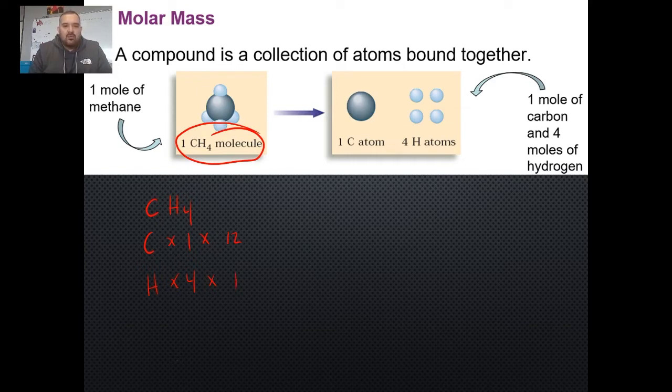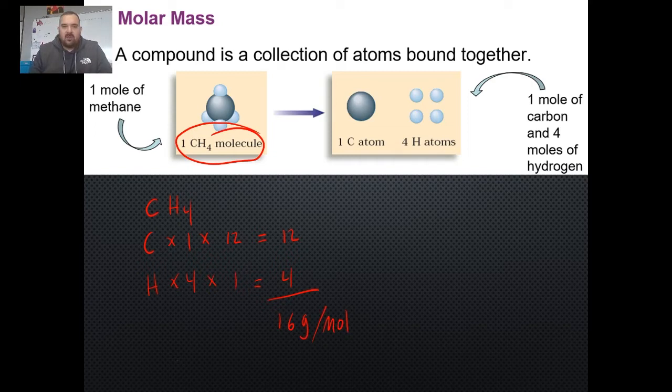Next thing we're going to do, we're going to multiply straight across. So 1 times 12 gives us 12. 4 times 1 gives us 4. And then last step is we just add these together, and that gives us 16 grams per mole. That's calculating the molar mass of CH4. I'm going to do one more example just like this one.